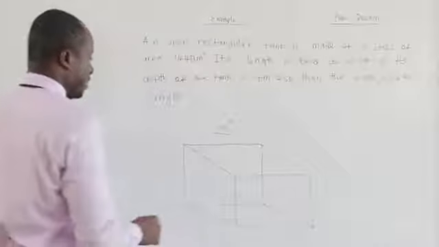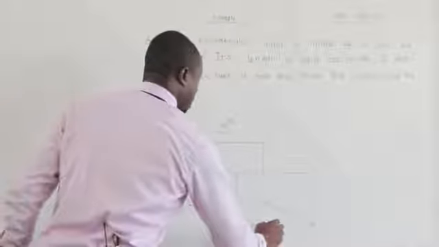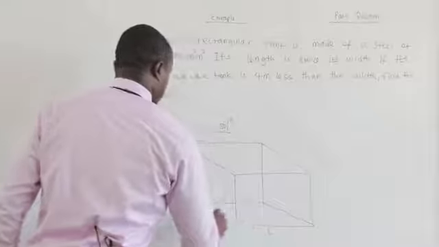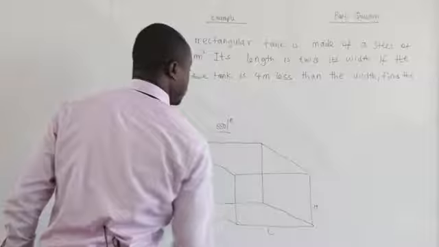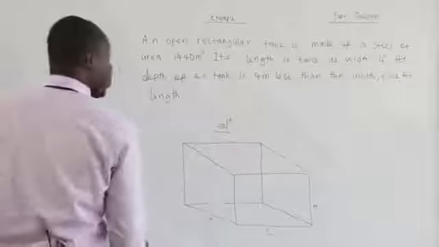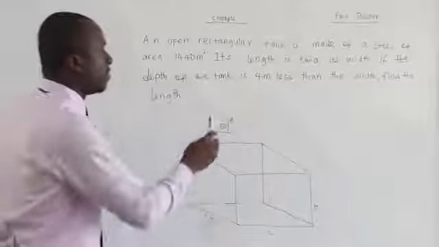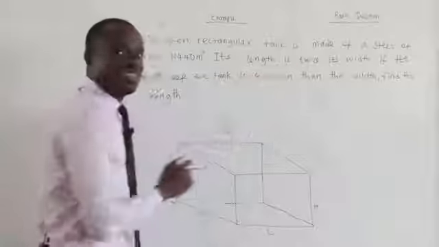Now clearly here, let's suppose that this is our length, this is our width, this is our width, and then this is our height. Now we don't know the length, but we've been given a relation. Its length is twice its width.